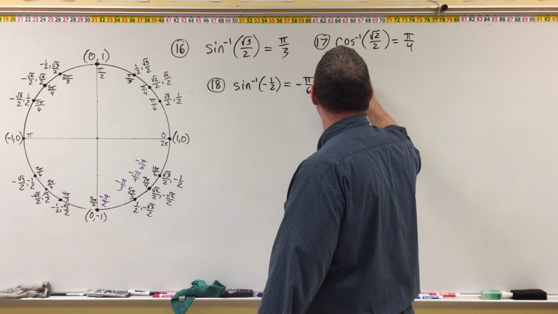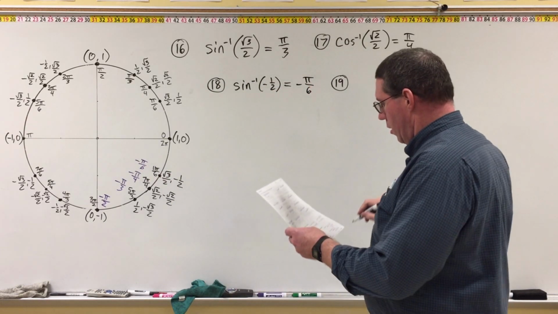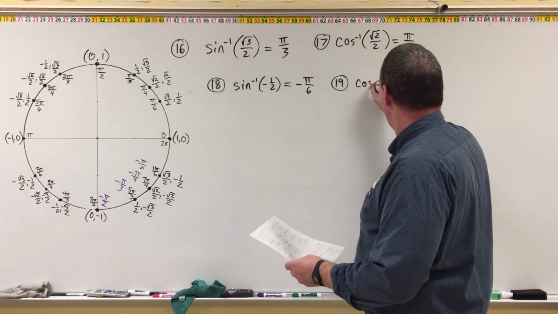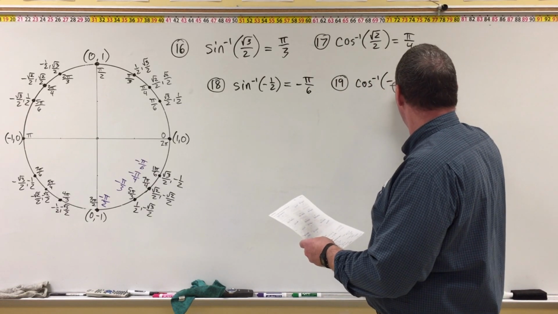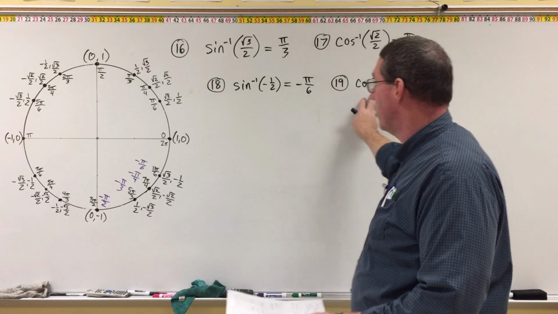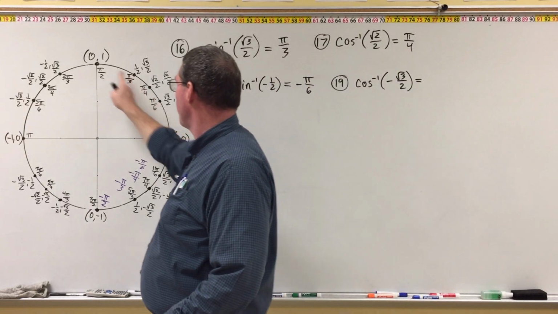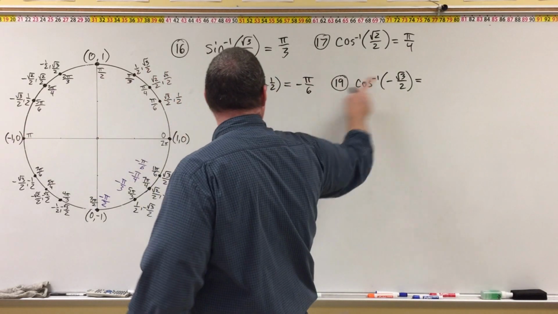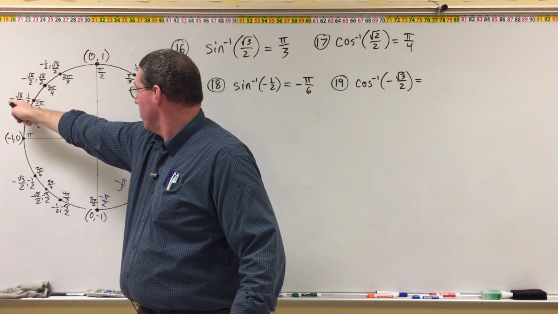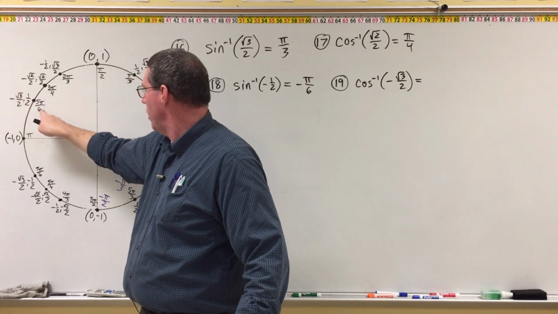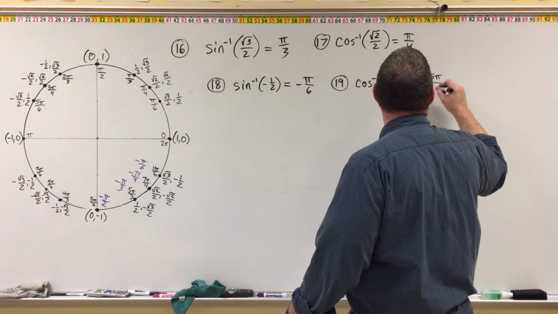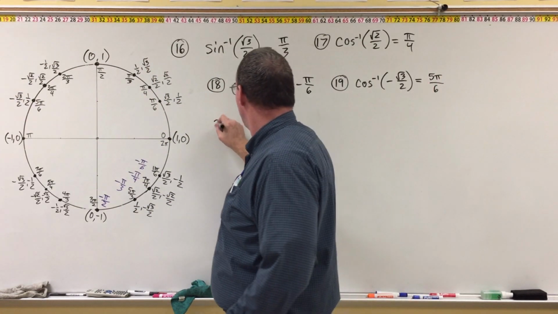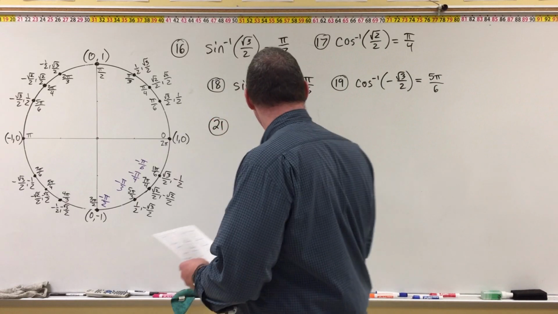Question number 19 is cosine inverse of negative square root of 3 over 2. And so we want to find cosine inverse. All the answers are from here to here. We want negative square root of 3 over 2, which is right there, negative square root of 3 over 2 for the x-coordinate. So our answer is 5 pi over 6. 5 pi over 6.